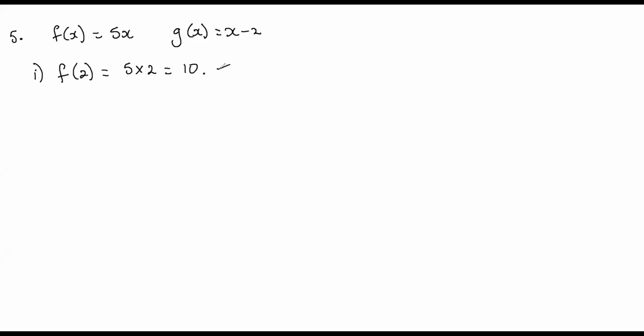So it says, given that f of x is equal to 5x and g of x is equal to x minus 2, part 1 is asking you to calculate f of 2. The answer is 10. So it'll be 5 times 2, which is 10.